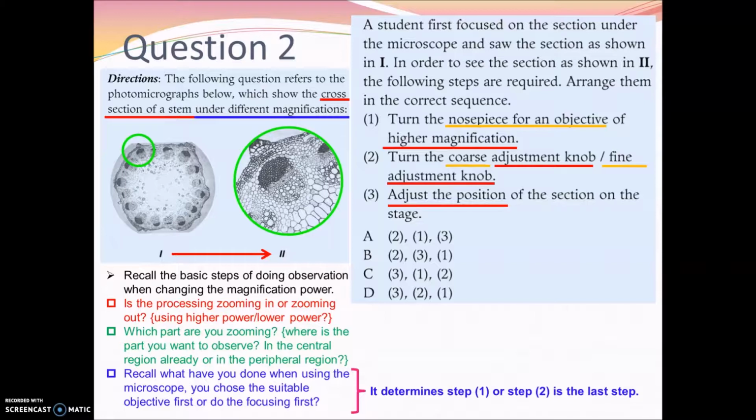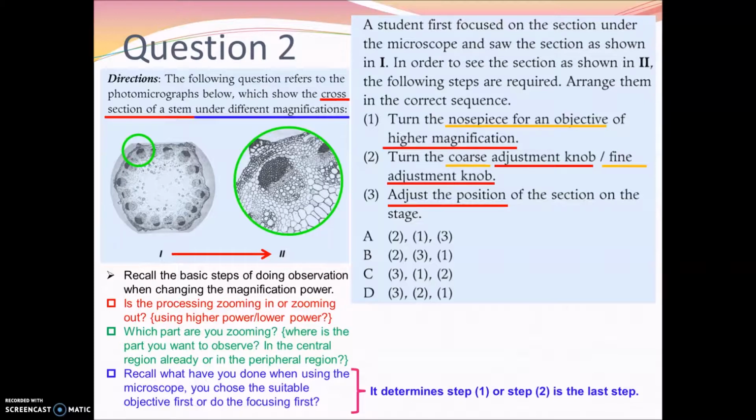From diagram 1, we put the whole cross section of the stem in the middle of our field of view, right? But for diagram 2, we are not looking at the middle of the stem. We are looking at the peripheral region of the stem. So we need to think about what we need to do to make sure that we can observe the peripheral region of the stem.